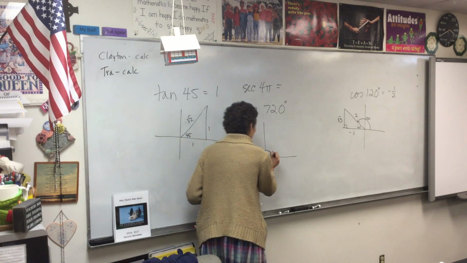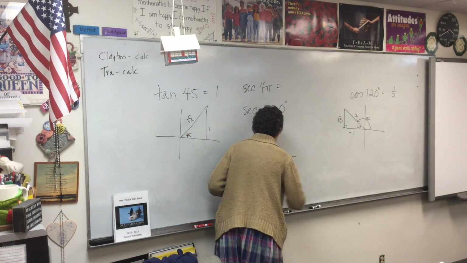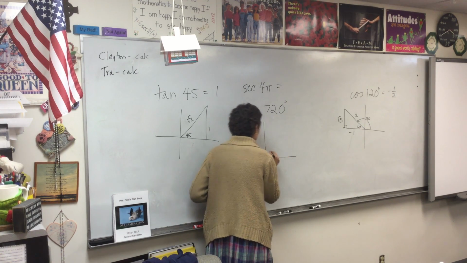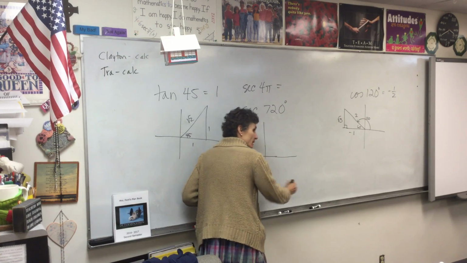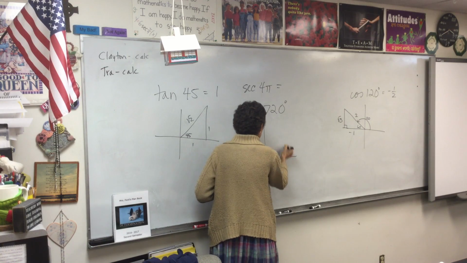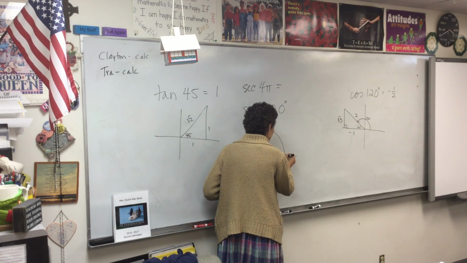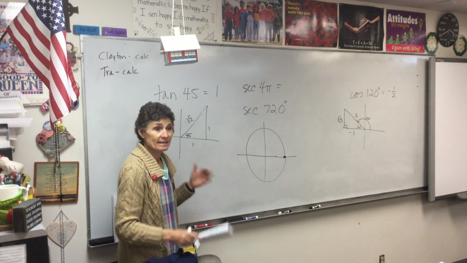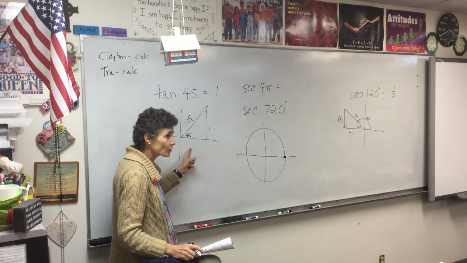Now, this problem is different. I'll make that a little bigger. This problem is different because the angle is not sticking out in a quadrant like this one was. The angle is actually on an axis. And when it's on the axis, I can't use my opposite over adjacent.